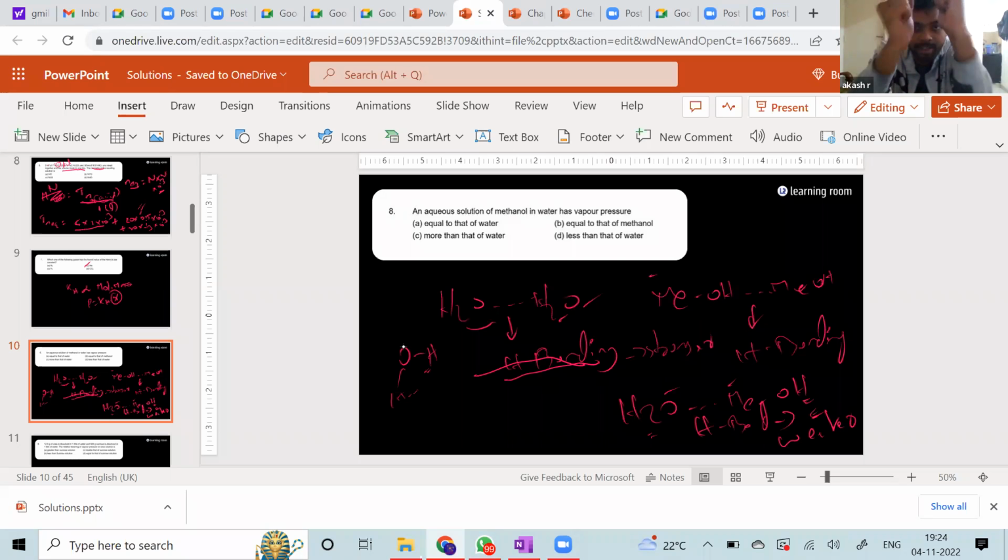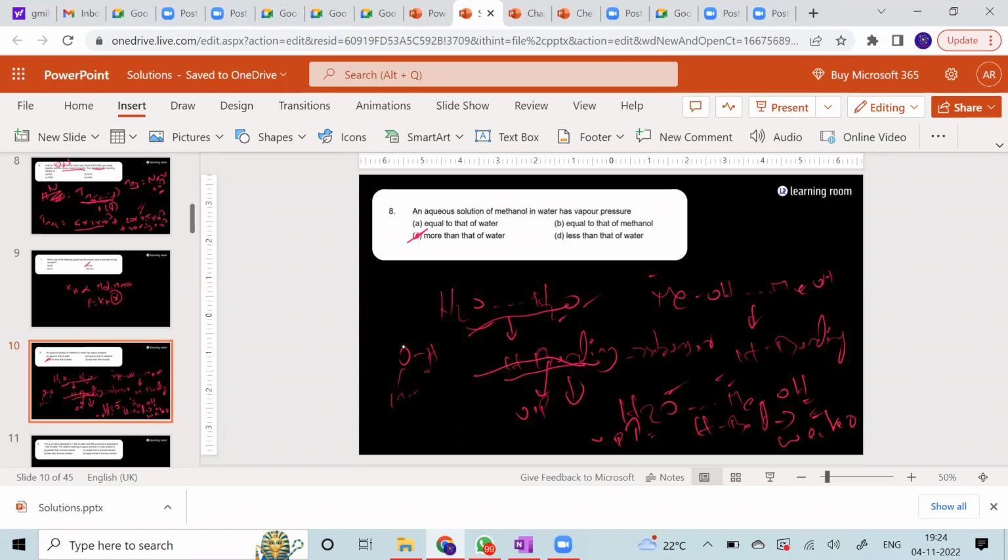If the intermolecular interactions are very strong, that liquid will find it difficult to go to the vapor phase, and thus I'm going to have lesser vapor pressure. So in H2O, since hydrogen bonding is stronger, the vapor pressure is less because it finds it difficult to go to the vapor phase. Whereas in H2O and MeOH, the hydrogen bonding is weaker, so the vapor pressure is higher. So what is the answer to this question? Definitely answer C. The aqueous solution of methanol in water is going to have vapor pressure more than that of water because the hydrogen bonding is getting weakened.